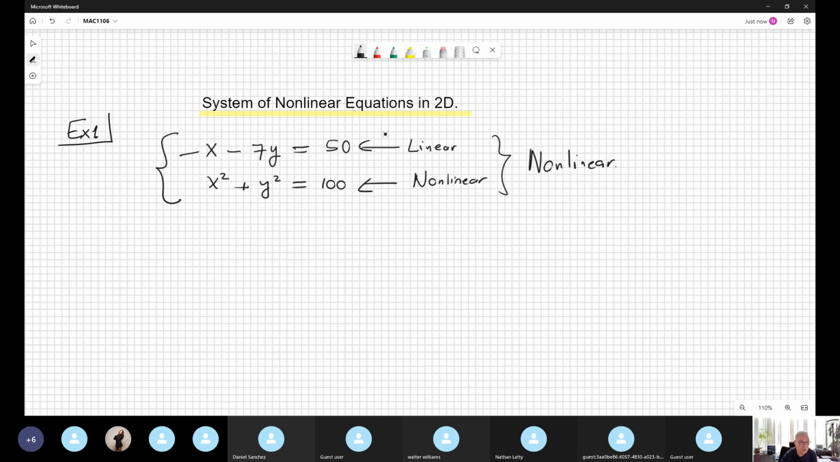Let me try to do another example, example 2, to investigate if it's linear or non-linear. This is the problem now. Investigate if it's linear or non-linear.